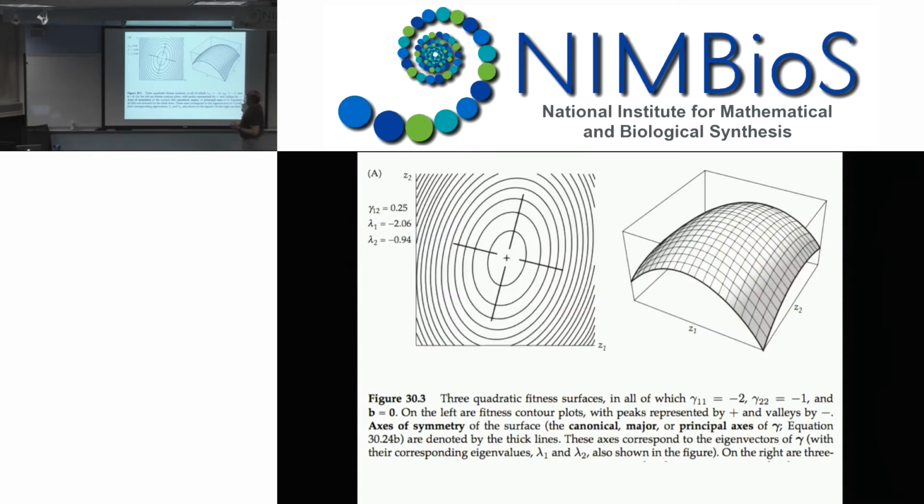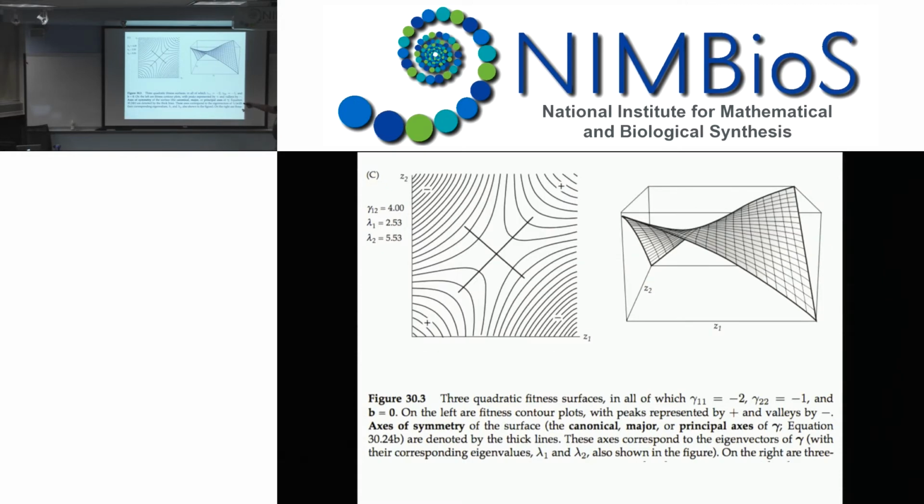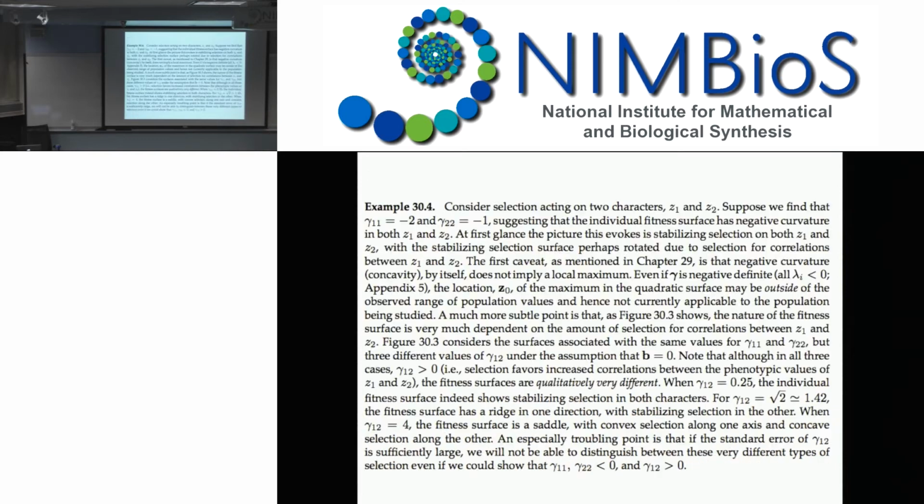Here, 2 negative eigenvalues, stabilizing selection in 2 directions. Here, 1 negative, 1 0, stabilizing selection on one, no selection on the other. Here, again, that's a typo. It should be a negative and a positive. In that case, stabilizing on one, directional on the other. So the gammas don't tell you that, but the eigenvalues of the gamma matrix do, which is why you want to look at the eigenvalues of that.